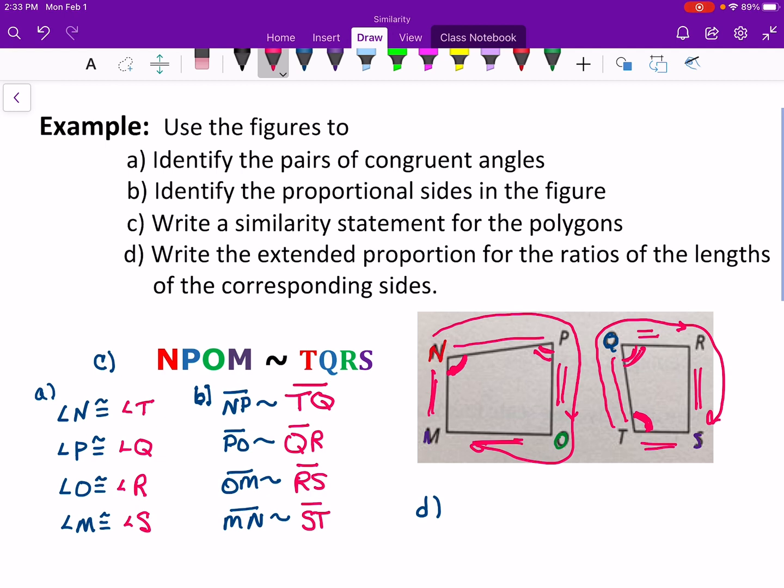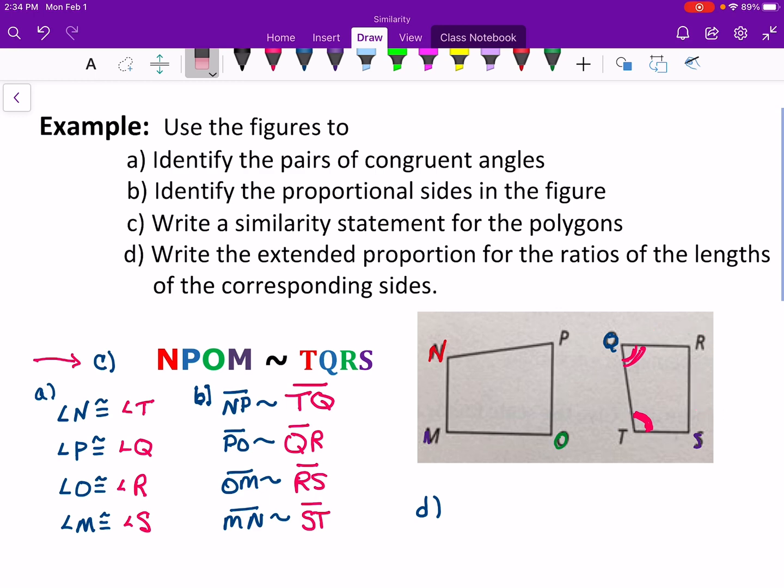Lots of different words go with these. The similarity statement is this one up here for part C that I've already written. What that means is to name the figures and make sure that you have the names written in an order so that corresponding sides and corresponding angles are in the same position. So with the first name, you can start at any of the 4 vertices. I chose to start with N, and I walk around the picture. So NPOM.